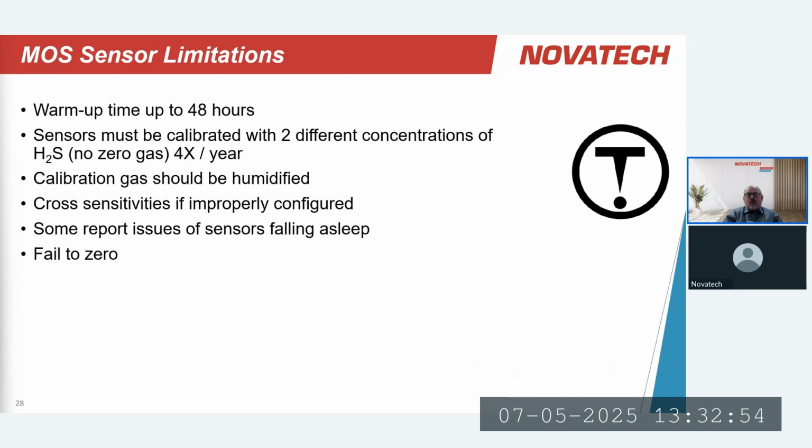They do have a warm-up time. It can be as long as 48 hours. So, when you think about that from a logistics perspective, you come, you install a sensor, you go away, you come back 2 days later to calibrate it. That's a big deal if you're having to do that on site. They don't have a linear response. They don't go down to zero. They have a curved response, and therefore they have to be calibrated at two different concentrations.